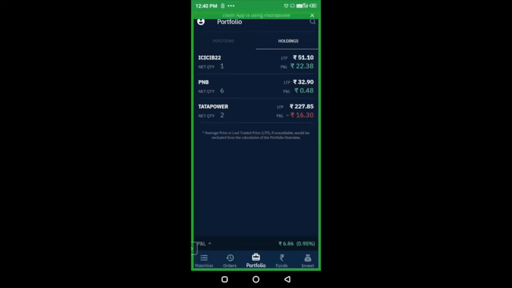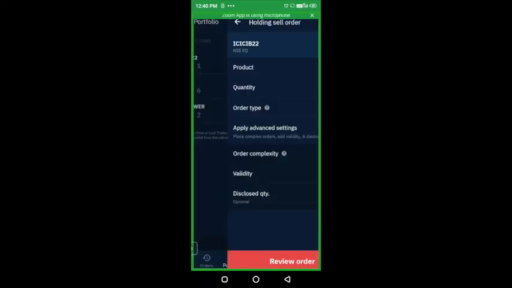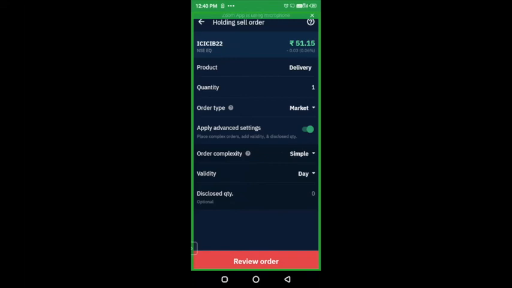Is it clear? If you buy a share, it will be credited to your demat account within one or two days, and it will show under the holdings section on Friday. Only after that can you sell it. Suppose I want to sell ICICI, I will be asked whether I want to sell on NSE or BSE. I am selecting NSE because in NSE you will have the best price. I'm selling one quantity.